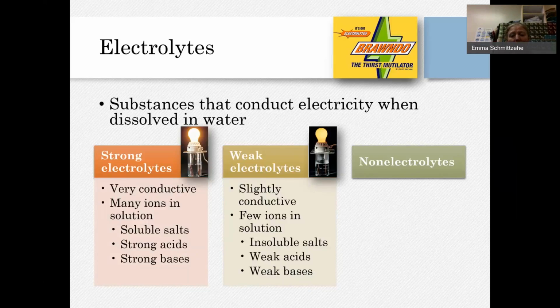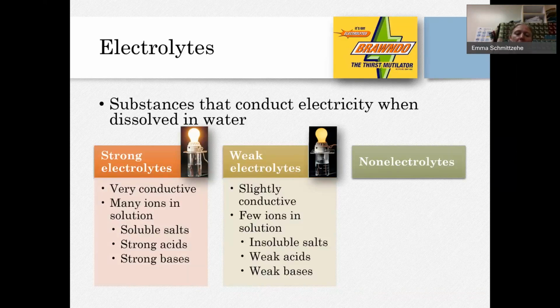Now, that is because in a weak electrolyte solution, you get only a few ions in solution. And so the substances that are put into water only partially break up into ions. This can happen when you put insoluble salts into water, or if you put weak acids or weak bases into water. Because all of those things do produce ions in solution, but not completely. So only a portion of what you put into water and what dissolves, only a portion of that produces ions.